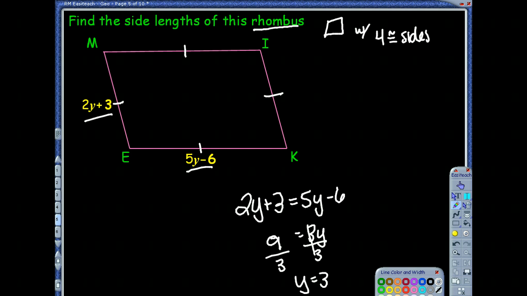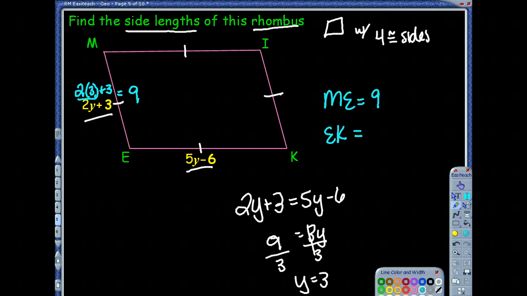Great. Now, is that all they asked me to do, find y? No, it says find the side lengths of the rhombus. So I'm going to substitute that back in. Wonderful. Let's find ME first. We'll do 2 times 3 plus 3. So 6 plus 3 is 9. So that's that side length. And technically, all of the sides are 9 because it's a rhombus.